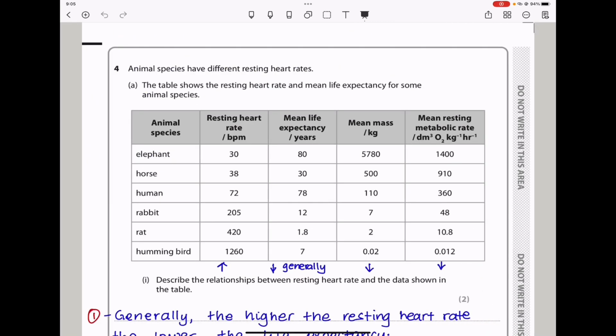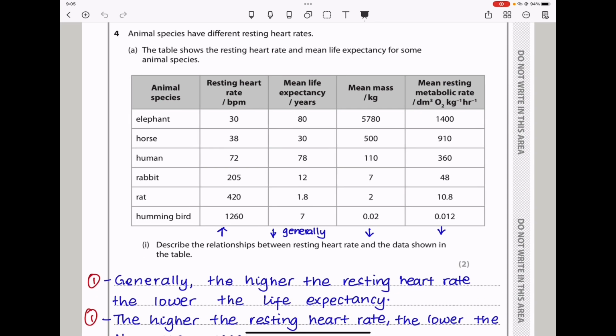Question 4. Animal species have different resting heart rates. The table shows the resting heart rate and mean life expectancy for some animal species. So we have the different species. We can see elephants to hummingbirds. We see the resting heart rate is increasing as we move from the bigger to the small one. And then the mean life expectancy is actually decreasing. Generally, there is a decrease. The mean mass, we can see there is a general decrease from the biggest animal to the smallest.